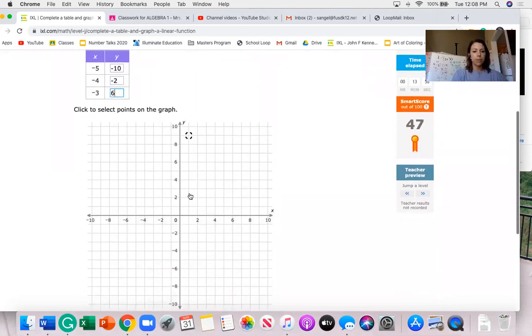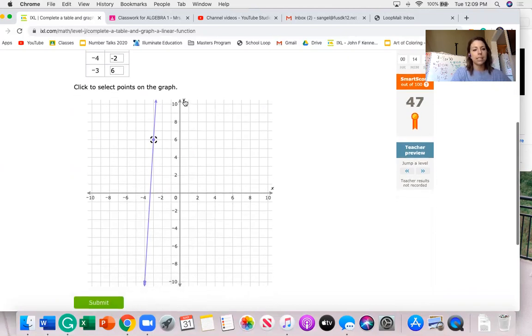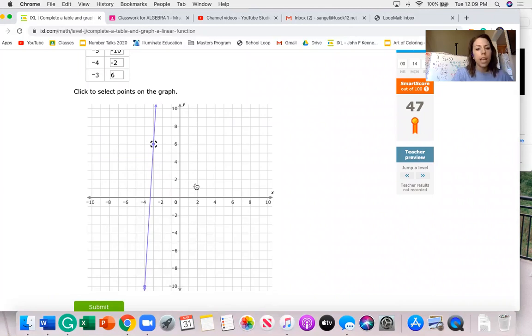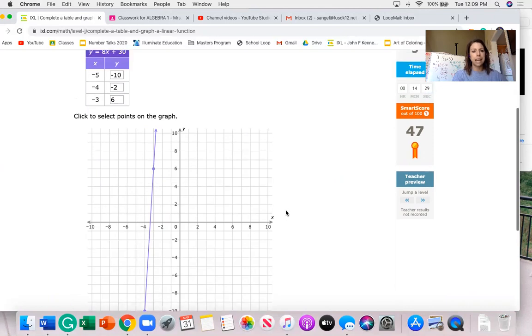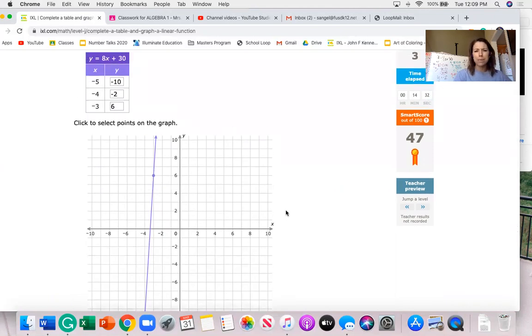I start by plotting my first point, negative 5, negative 10. This time, I'm going to plot that last point instead, and then I'm going to check the middle point. Instead of going straight to negative 4, negative 2, I'm going to go to negative 3, 6. Now, there are my 2 points. They're pretty far away. All I have to do is see if negative 4, negative 2 is on my line. Let's see. Negative 4, negative 2 is not on my line, which means I made a mistake.